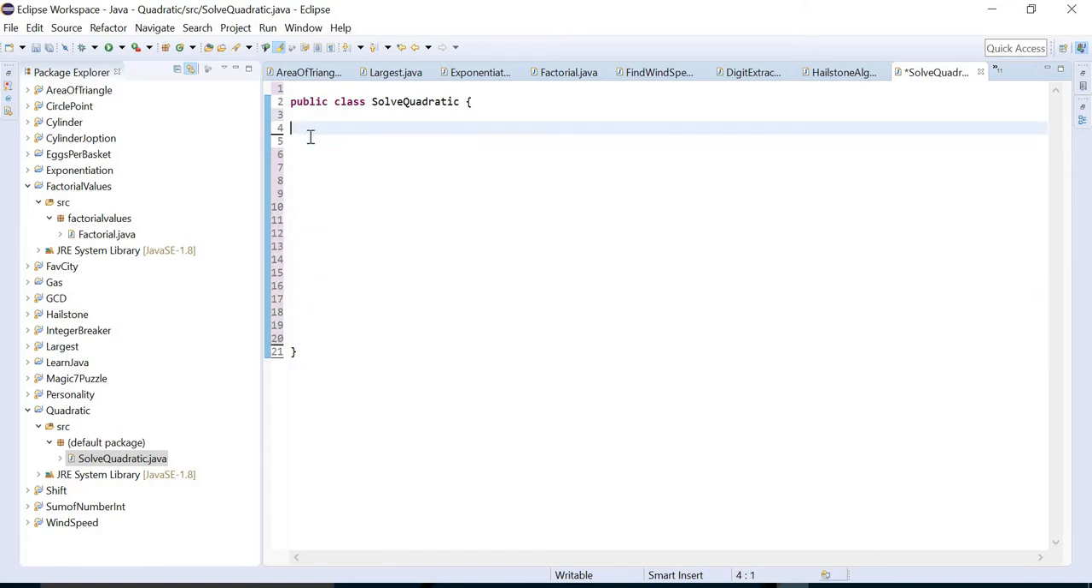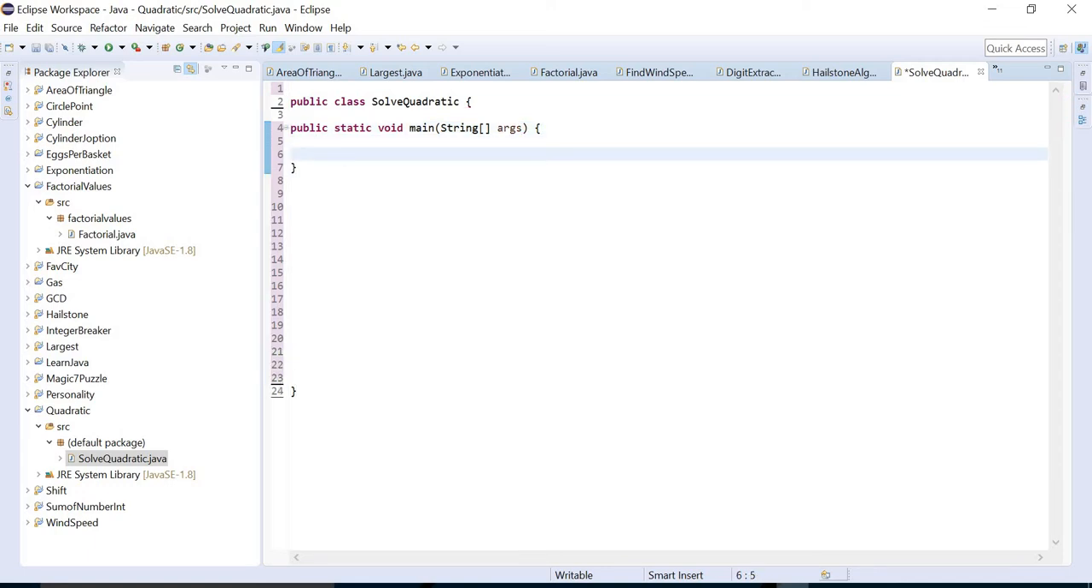So here's what we gotta do. First of all, we gotta do the args. Public static void main, string args, open. And our output, the output that we're going to use is J option here guys, which means that it displays it to the user in a different way, not on the console.